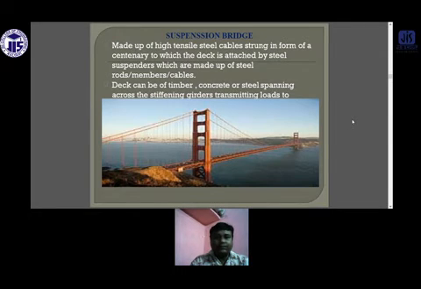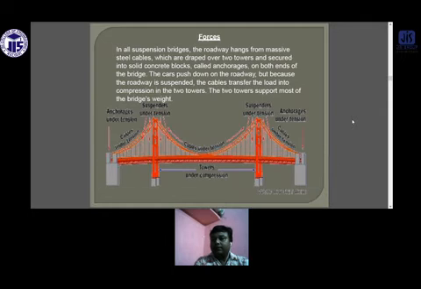So this is a suspension bridge. This type of bridge is now seen in many places. These are some modern types of bridge. It is made up of high tensile steel cable strung in the form of a catenary, to which the deck is attached by steel suspenders, which are made up of steel rods, members, and cables. The deck can be of timber, concrete, or steel, spanning across the stiffening girder and transmitting the load.